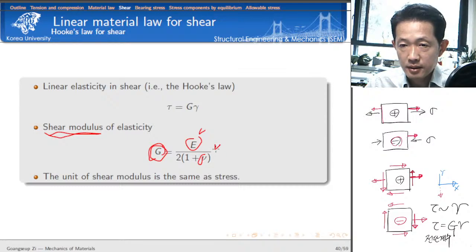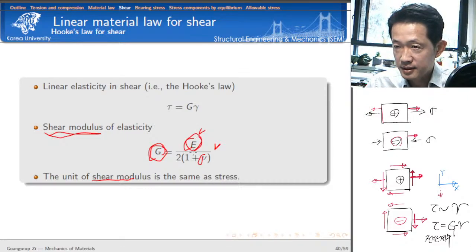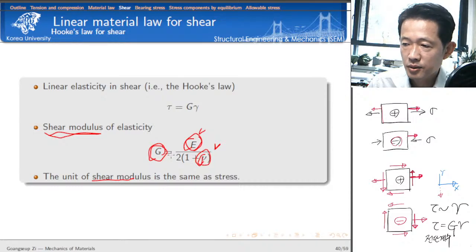So at this moment, maybe you want to memorize this equation. We will discuss the physical meaning of this equation in detail next time. Okay. So again, the unit of shear modulus should be the same as stress, because the unit of elastic modulus is the same as the unit of stress, the force per unit area, right? Because the Poisson's ratio is a dimensionless constant. That's why the unit of shear modulus is the same as the unit of elastic modulus.